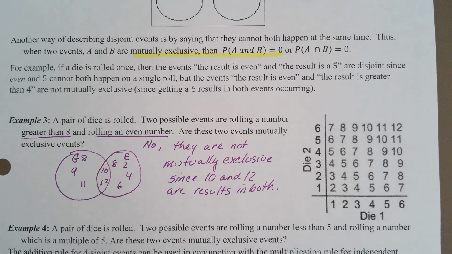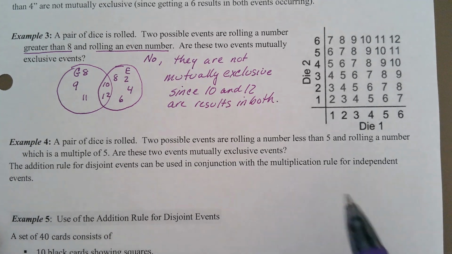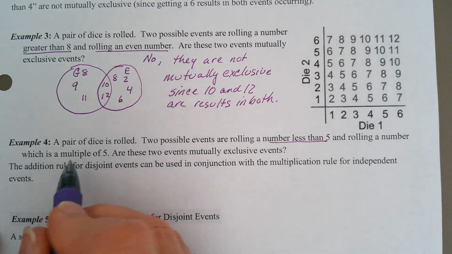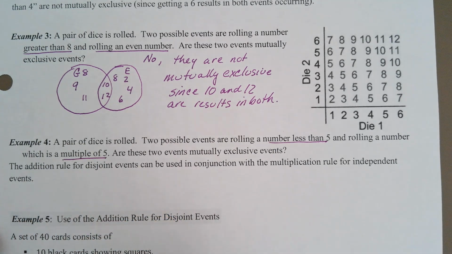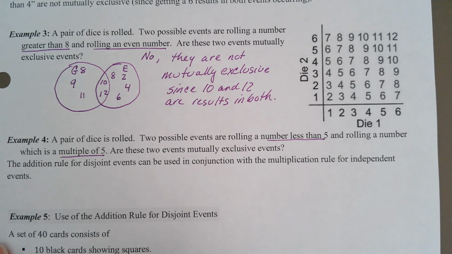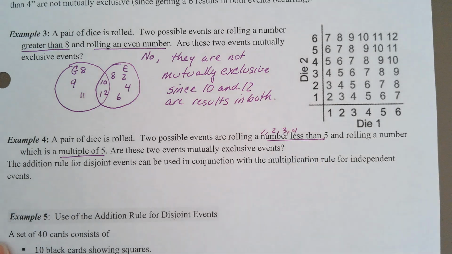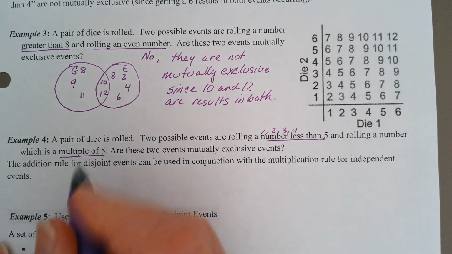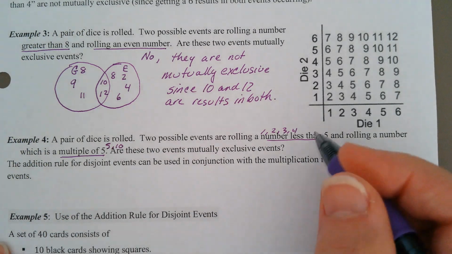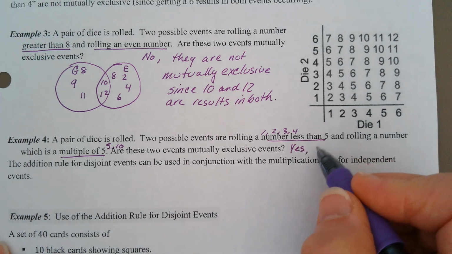Our next example, a pair of dice is rolled. Two possible events are rolling a number less than 5 and rolling a number which is a multiple of 5. Are these two events mutually exclusive? So less than 5 is our 1, 2, 3, and 4, and rolling a number which is a multiple of 5 are 5 and 10. So yes, these are mutually exclusive.